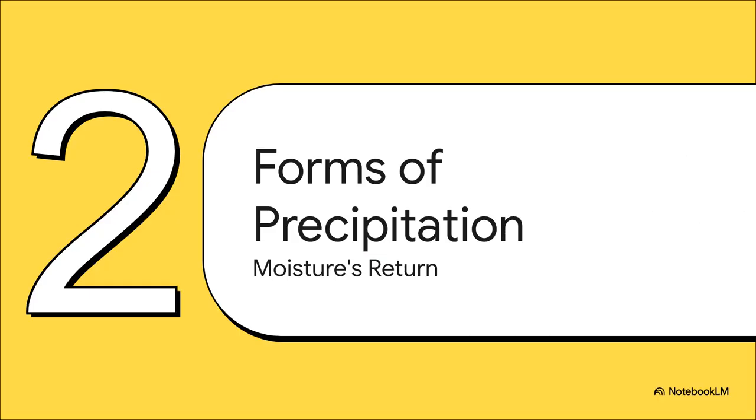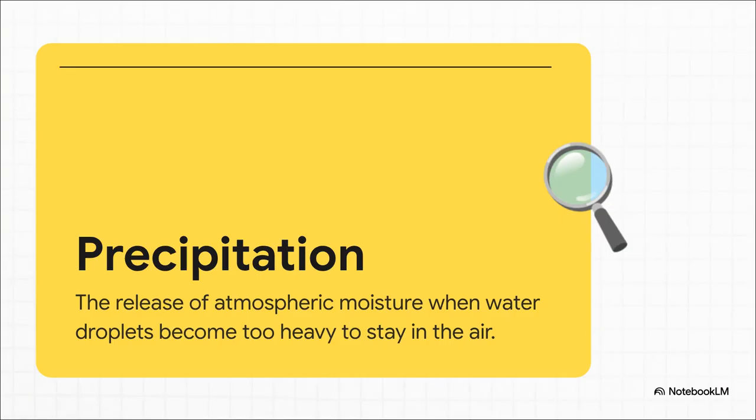So what happens when the air is totally saturated? Well, it has to release all that moisture, which brings us to precipitation. So here's the deal. When those tiny water droplets up in the atmosphere start clumping together and get too heavy to just hang out, they fall. That whole process is precipitation, and believe me, it comes in a lot of different forms.